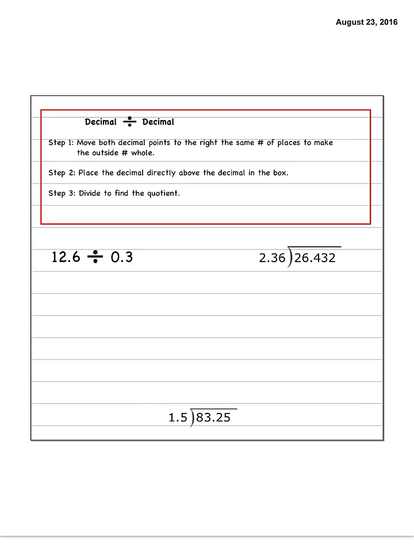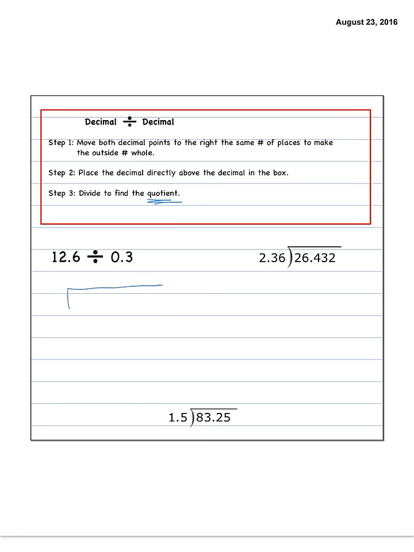Now we have when we are taking a decimal dividing by a decimal. Step 1 says move both decimal points to the right the same number of places to make the outside number whole. Step 2, place the decimal directly above the decimal in the box. And step 3, divide to find the quotient. Again, quotient means answer to our division problem.